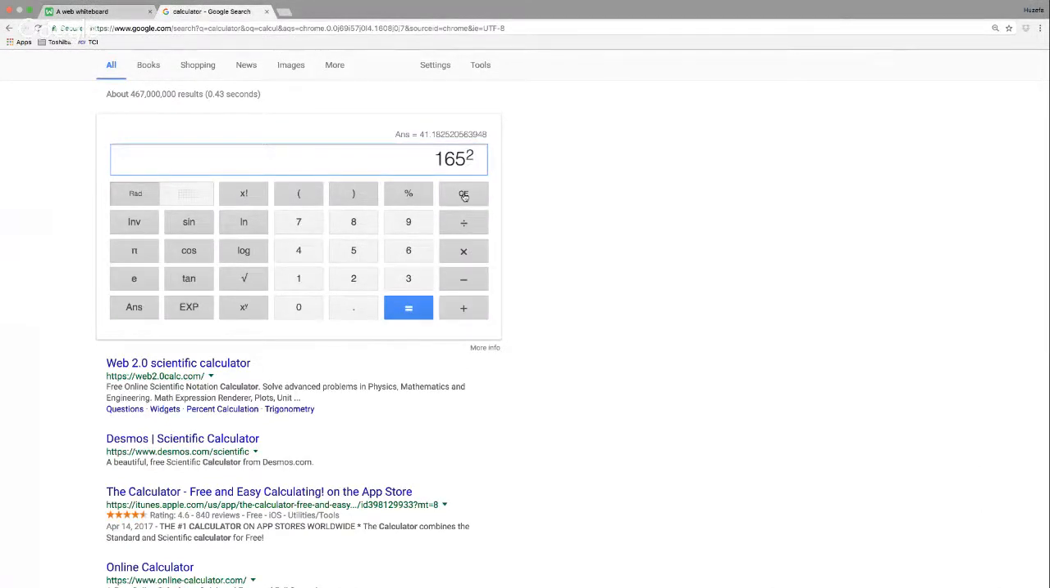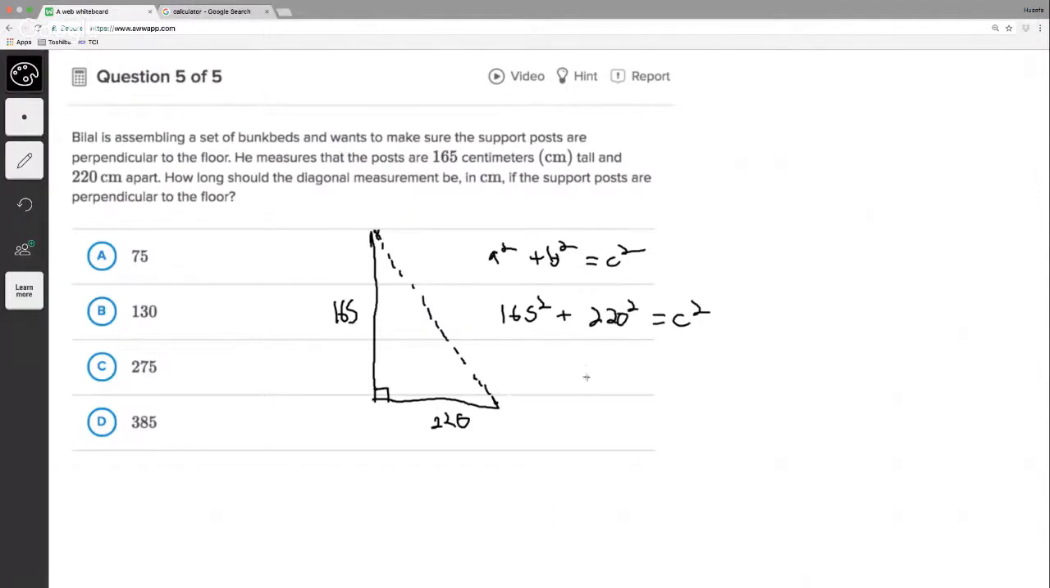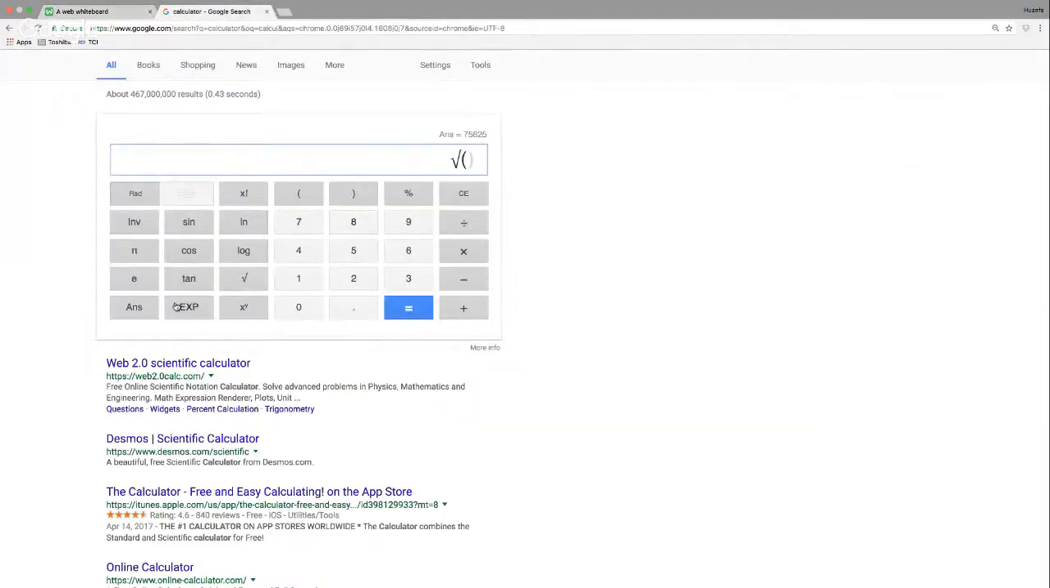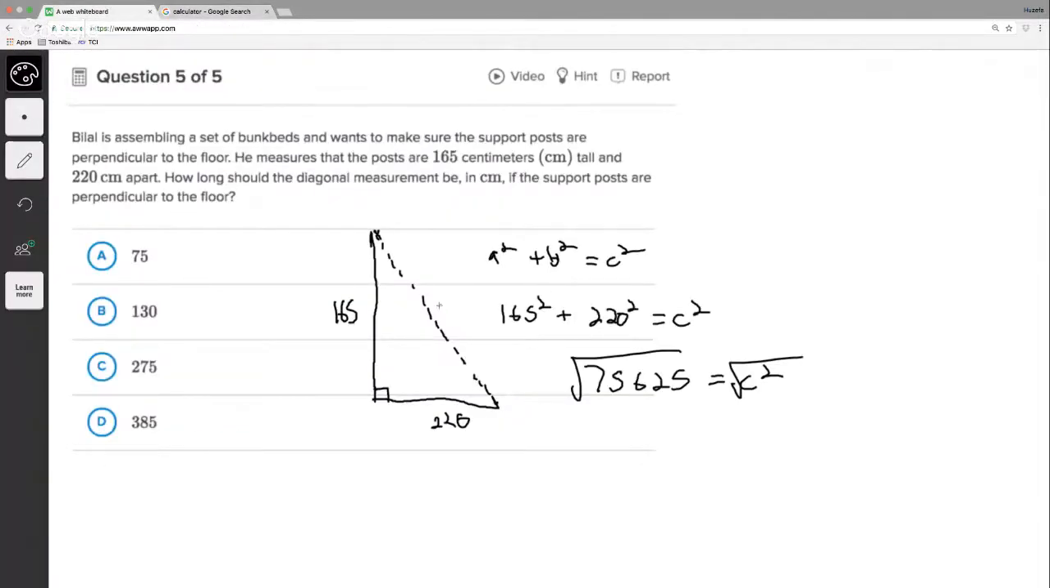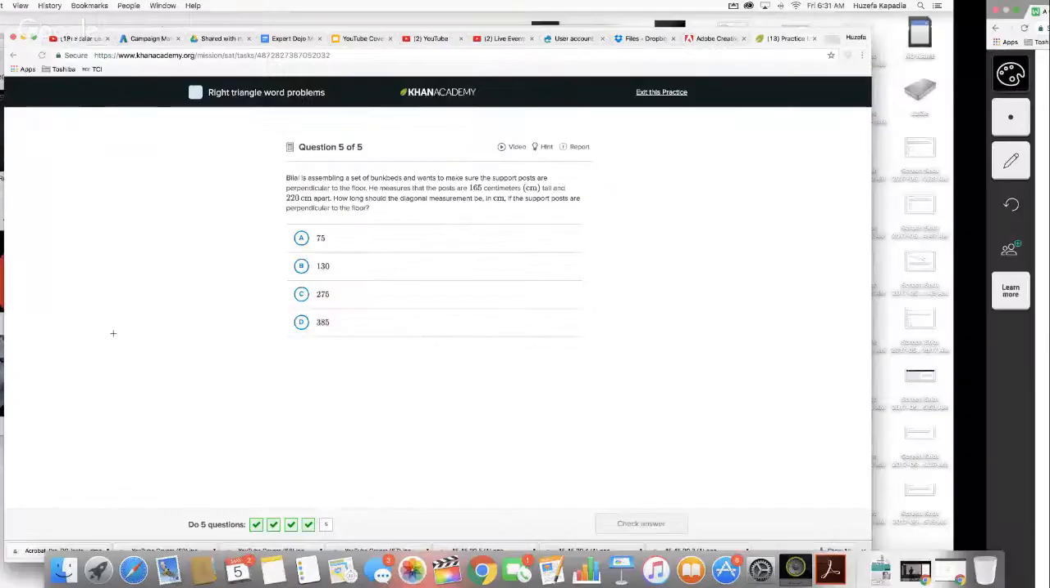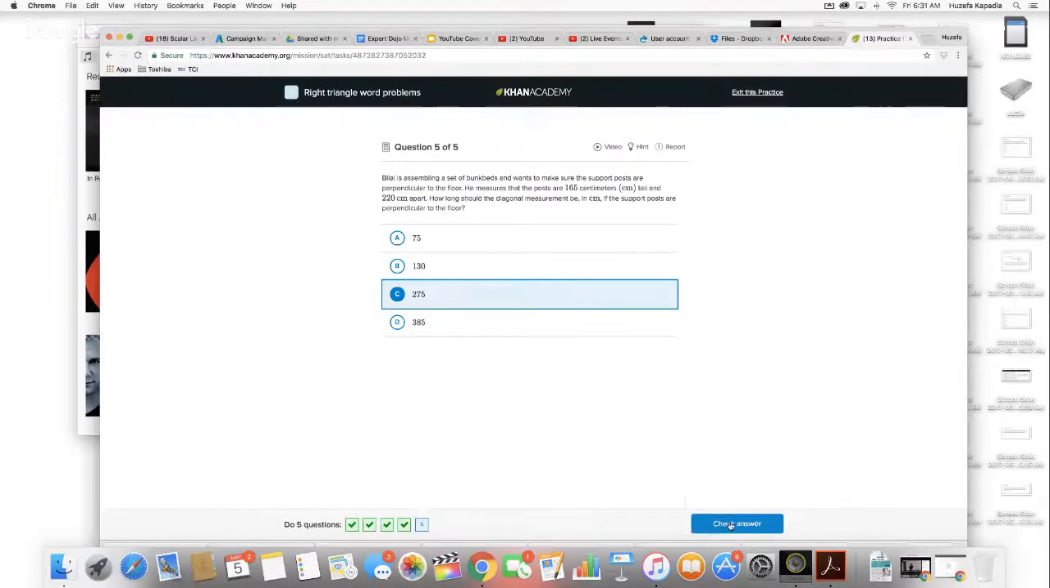165 squared plus 220 squared equals 75625. Let's write it here. 75625 equals C squared. And then we square root both sides. We don't want C squared, we want C. What's the square root of 75625? Oh, it's a perfect square. Very nice. 275. How lovely. No rounding necessary. I'd say that's definitely right.